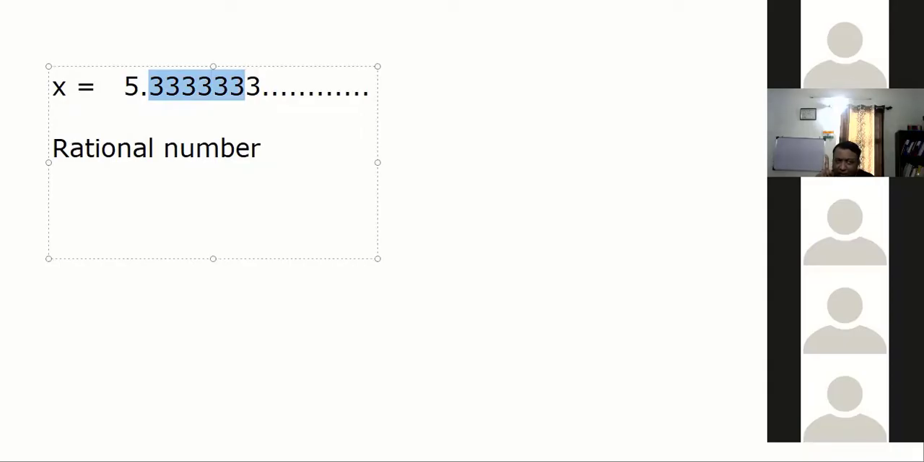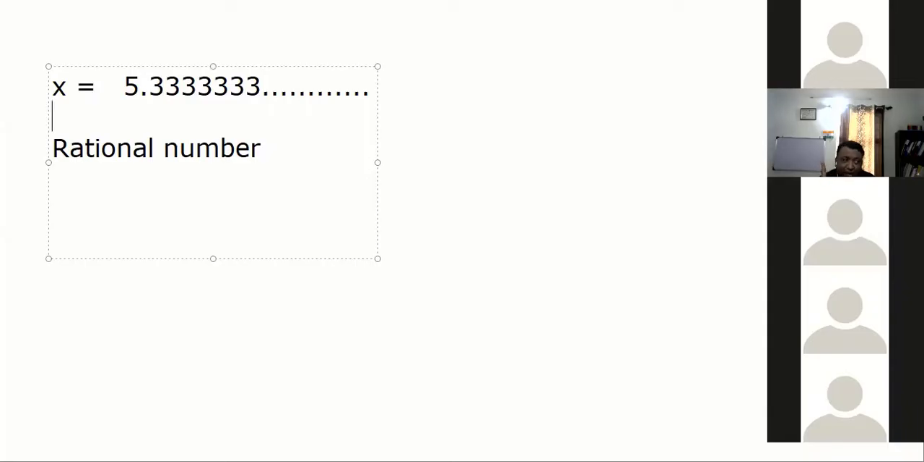3333, right? So we'll write 10x equals to something. I'm explaining the method now. So how many numbers are repeating? Only one digit is repeating, right?